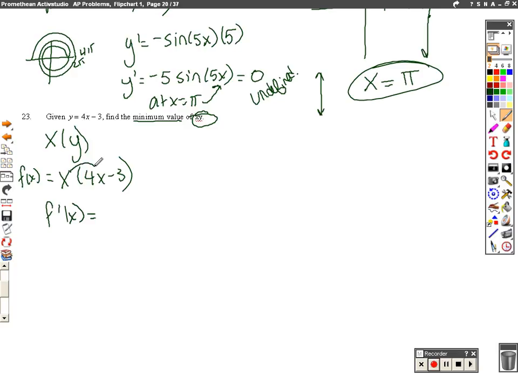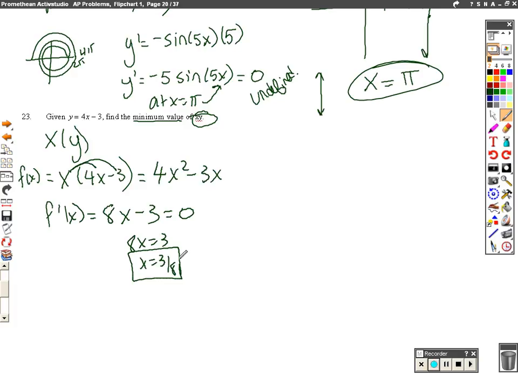Now, you're welcome to multiply this out first. That probably will make it easier. Otherwise, we'll need a product rule. So it's 4x squared minus 3x. And the derivative of that would be 8x minus 3. Set that equal to 0. So we're going to add 3. So x is 3 over 8. That's where we think the minimum will occur.